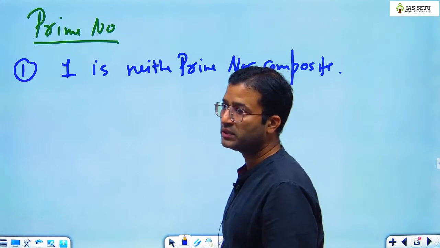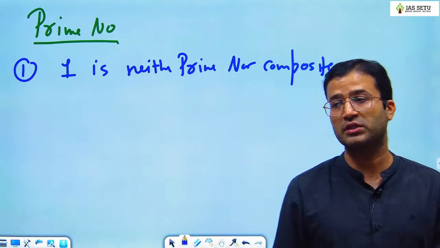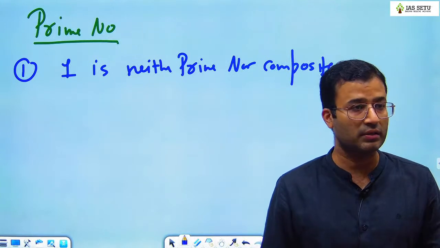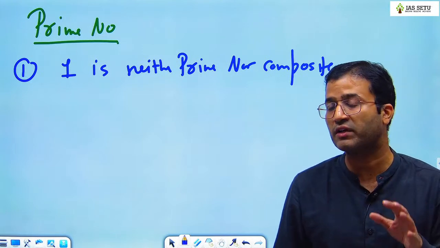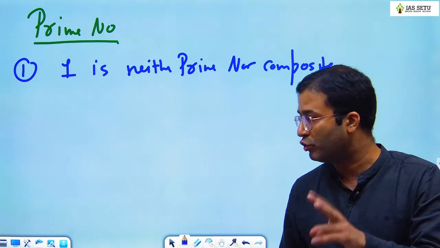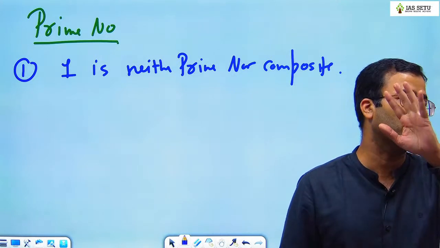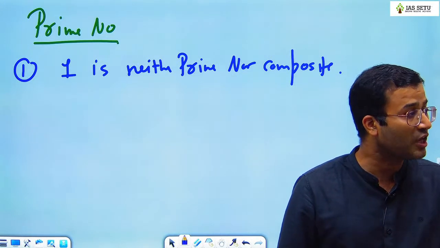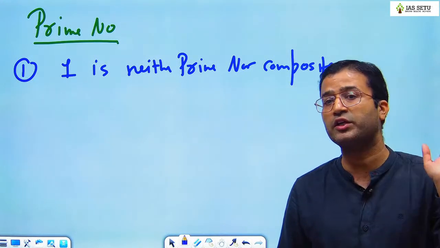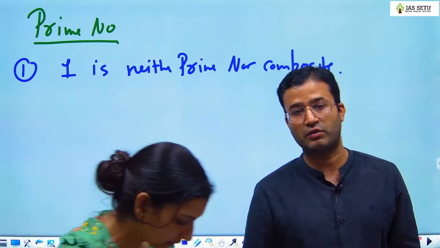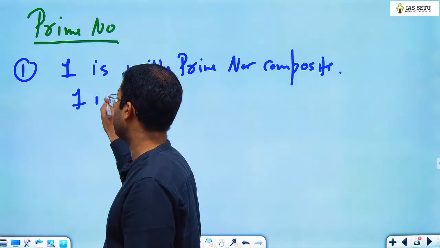Never ever ask me, sir, can we consider one as a prime number? भाई ये खूबी बड़े मुश्किल से लाया वन. ठीक है, वन यूनिक है, ना तो वो प्राइम है ना वो कंपोजिट है. Why? Because prime numbers have two factors, composite numbers have more than two factors, one has only one factor, and one is the only natural number that exists. उसके अलावा और कोई नेचुरल नंबर पैदा ही नहीं होगा जिसका एक ही फैक्टर हो. So that's why one is unique.